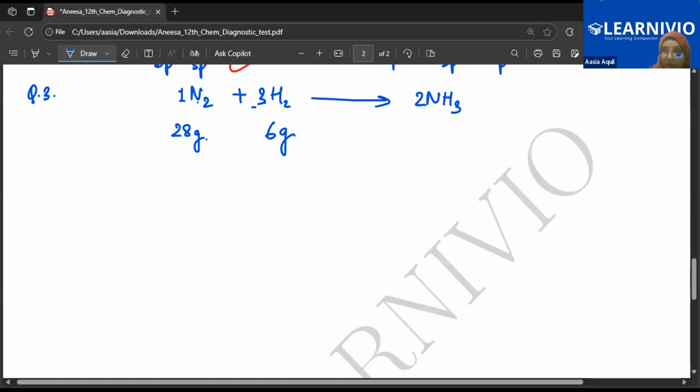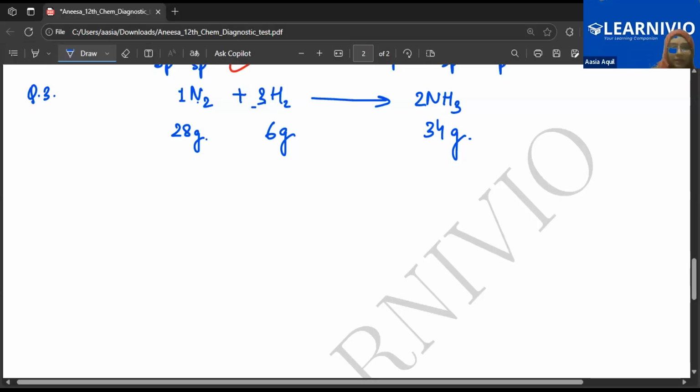Now just calculate the molar mass of ammonia. For nitrogen 14, and for 3 hydrogens, 14 plus 3, that is 17, right? And there are 2 moles, so यहाँ पे क्या लगा हुआ है? Coefficient is 2. So 17 into 2 is 34, right? Got the point? How 34 comes? Yes, ma'am.